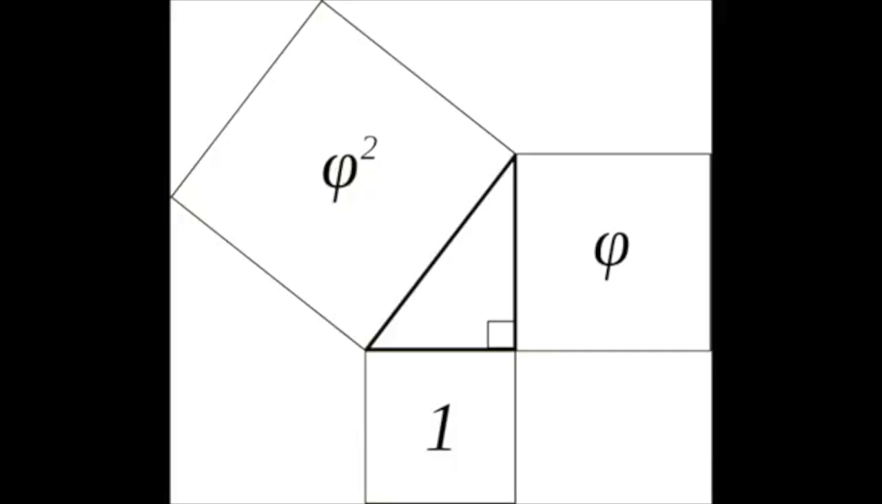The Kepler triangle model of a Pythagorean triple has legs equaling 1 and the square root of phi, and a hypotenuse equal to phi. The squares of these legs therefore unfold as 1 squared, phi, and phi squared, a geometric progression including the golden ratio.